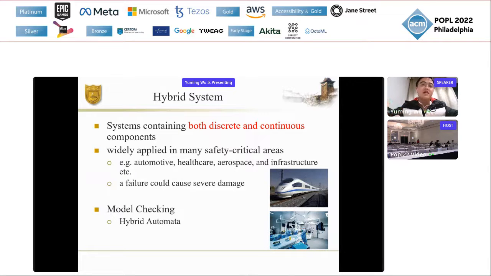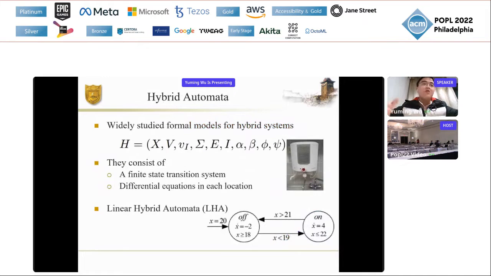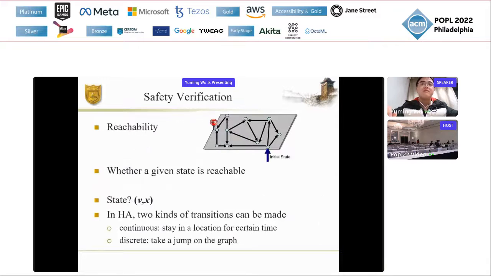Hybrid automata is a classical modeling language for hybrid systems. Hybrid automata consist of a finite state transition system and differential equations in each location. If all differential equations of an automaton are constant intervals, it is a linear hybrid automaton, LHA for short. This is an LHA describing the water heater. X is the temperature. The system switches between two locations to control the temperature within a suitable range.